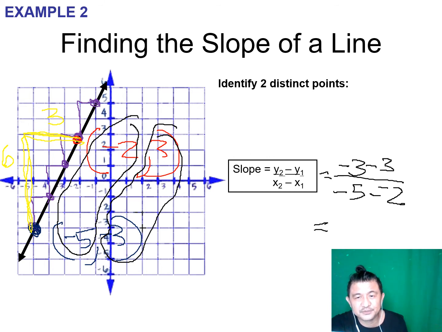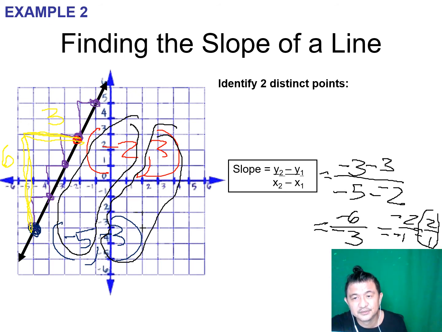Keep change opposite is a negative 6. All right. At the bottom, keep change opposite. Negative 5 plus 2 is a negative 3. What is the lowest terms of negative 6 over negative 3? That's a negative 2 over negative 1. A negative divided by negative is a positive. So you could say 2 over 1 or simply 2. All right. So that's the slope.